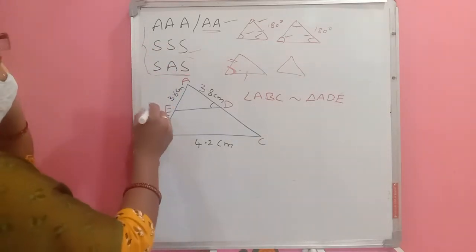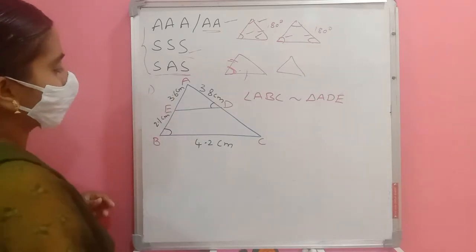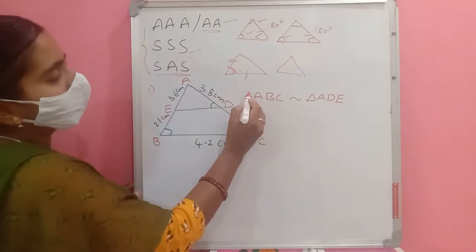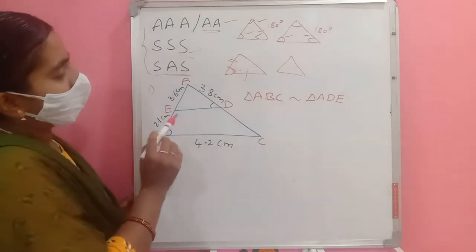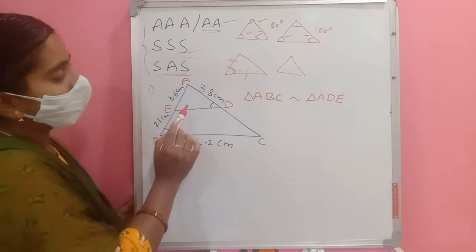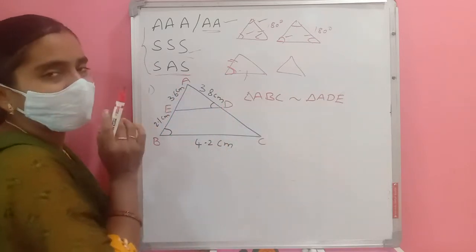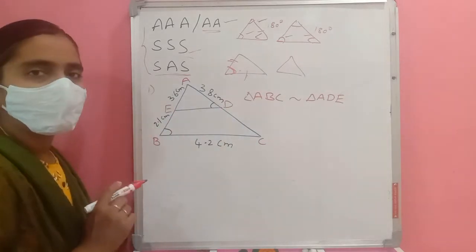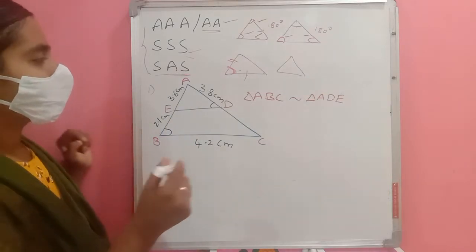I have given one example here. For this example, they have given that triangle ABC is similar to triangle ADE. Then find out DE. What is DE? We have to find out. So, how can we find it here?